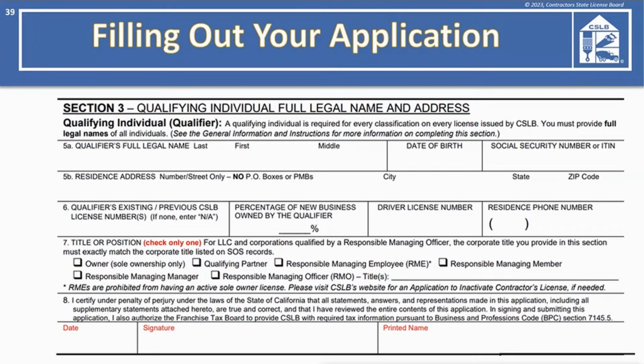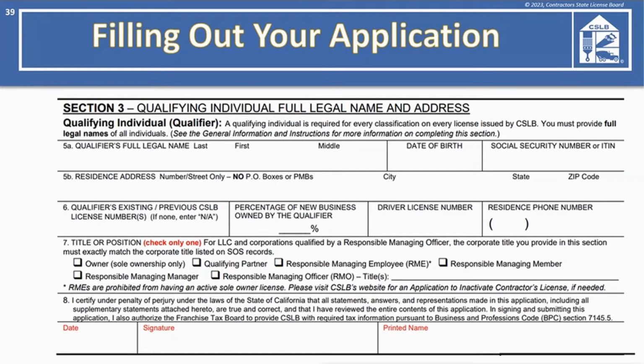Section 3, qualifying individual, full legal name and address. In Section 3, you will list the qualifier's information. Remember, the qualifier is the person that meets the experience requirements and will be responsible for the direct supervision and control of construction operations. The qualifier will be the person taking the exams. On line 6, you will list any previous or current license numbers you've held. You will also need to list the percentage of the new business owned by the qualifier.